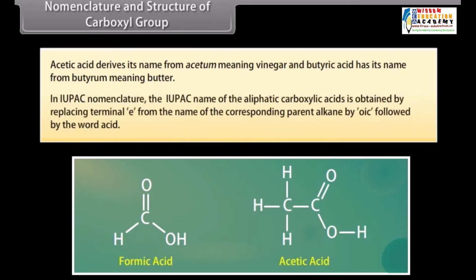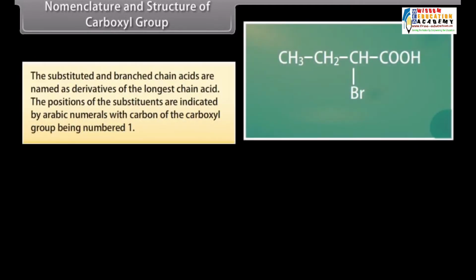In IUPAC nomenclature, the IUPAC name of the aliphatic carboxylic acids is obtained by replacing the terminal e from the name of the corresponding parent alkane by -oic, followed by the word acid. The substituted and branched chain acids are named as derivatives of the longest chain acid. The positions of the substituents are indicated by Arabic numerals, with the carbon of the carboxyl group being number 1.